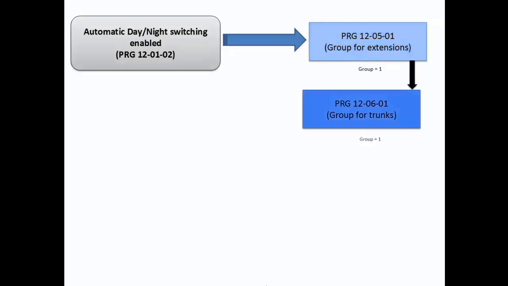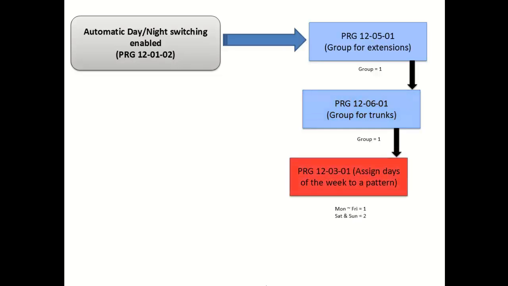The next place you would go to is program 120601. This is where you assign the trunks to a group. In the previous example, I stated the service department had different hours than the rest of the company. If the service department has their own set of telephone lines, then these lines would need to be placed in a separate group. By default, all lines are assigned to group 1.